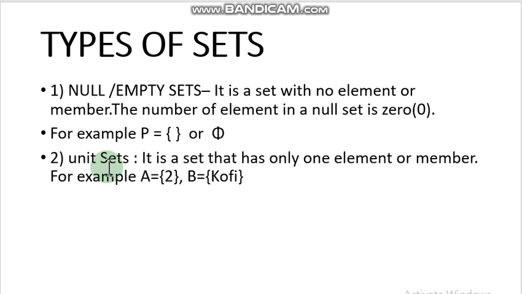Now let's continue with the unit set. It is a set that has only one element or member. For example, set A is equal to 2. Set B is equal to Kofi. So Kofi is the only element of this set, and in set A, the number 2 is the only element of this set.